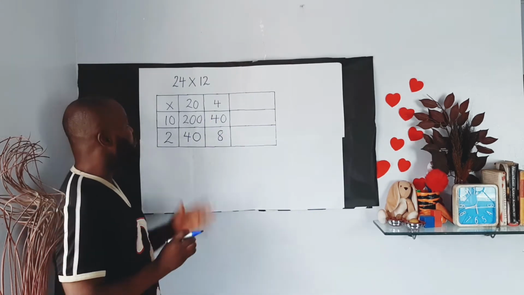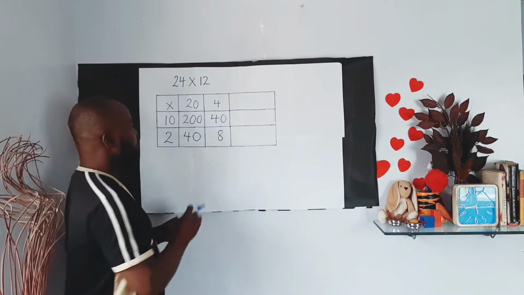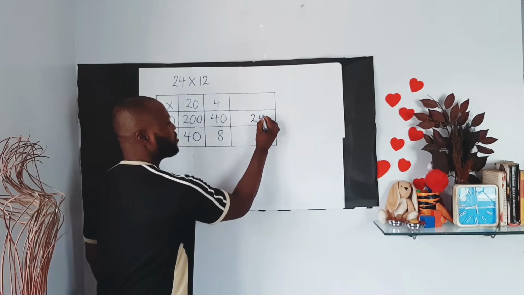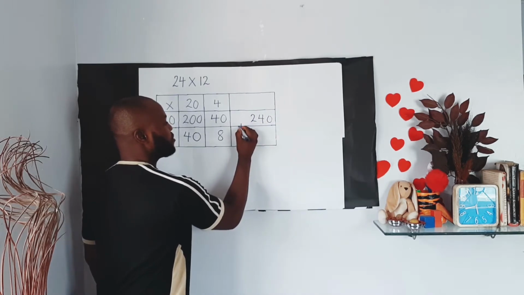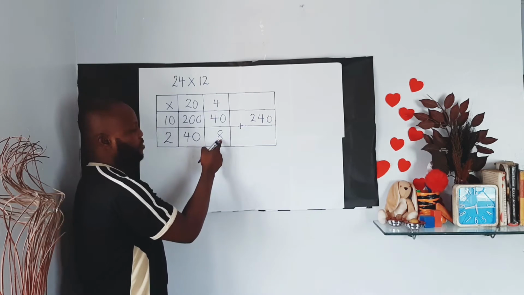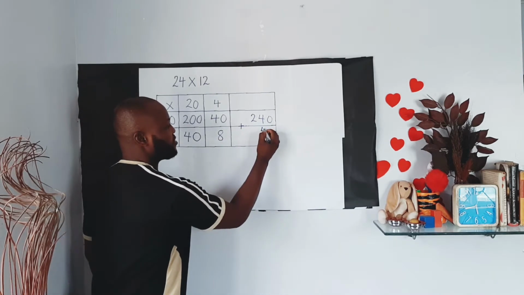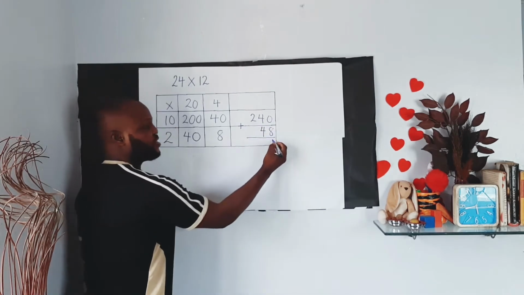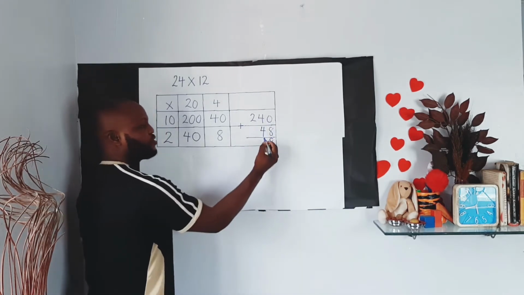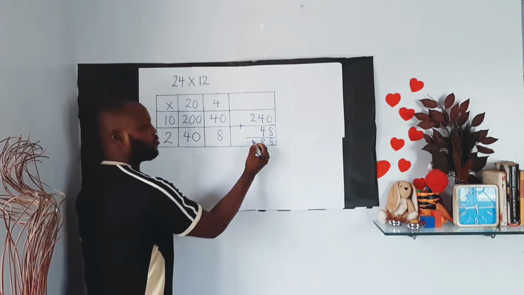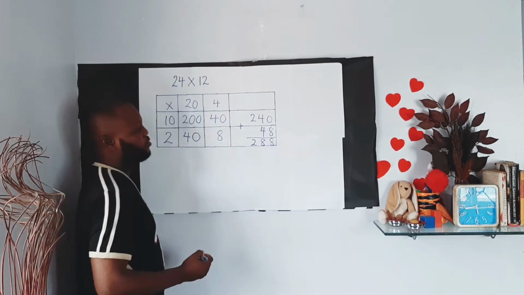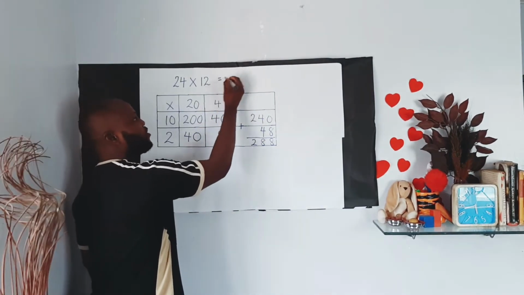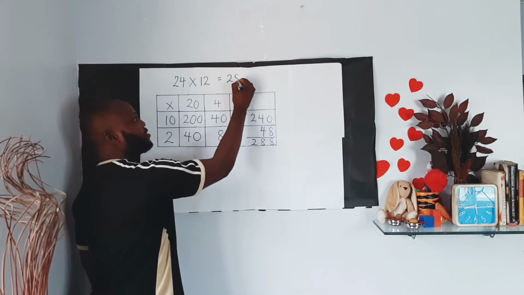So at this point, I'm going to add these numbers. So I have 200 plus 40, that is 240, plus 40 plus 8, that is 48. So 0 plus 8 is 8, 4 plus 4 is 8, then I'll bring down 2 in my hundreds place. So my answer is 288. So 24 times 12 is 288.